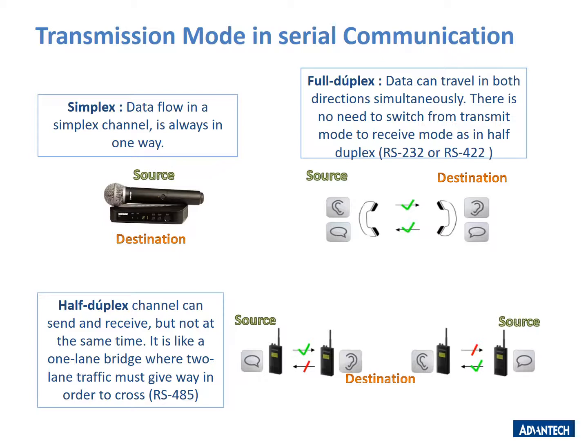A half-duplex channel can send and receive the data but not at the same time. Examples of half-duplex are talkback radio or RS-485. In full duplex communication the data can travel in both directions simultaneously. The examples of full duplex are the telephone, RS-232 or RS-422.